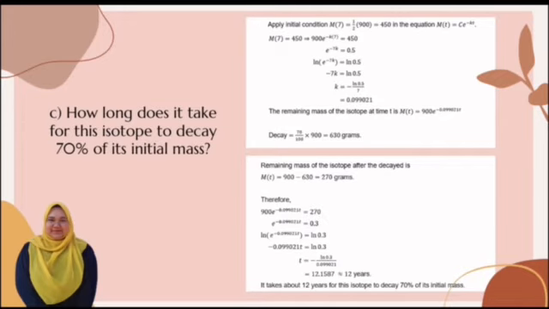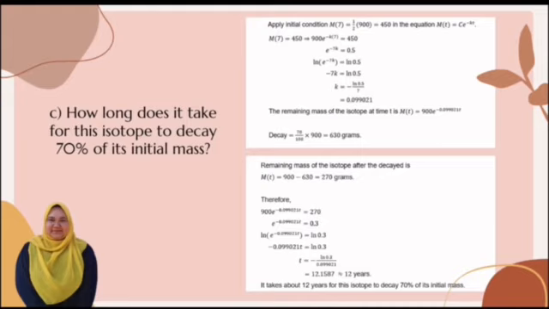Next, I will continue the presentation about the results of the solution for question C. In this question, it was asked how long it takes for this isotope to decay 70% of its initial mass. First of all, to solve this problem, we have to know the C first and also its half-life for carbon-14. Based on question A and question B, we found that C equals 900 and its half-life is approximately 7 years. Now, let's look at question C.